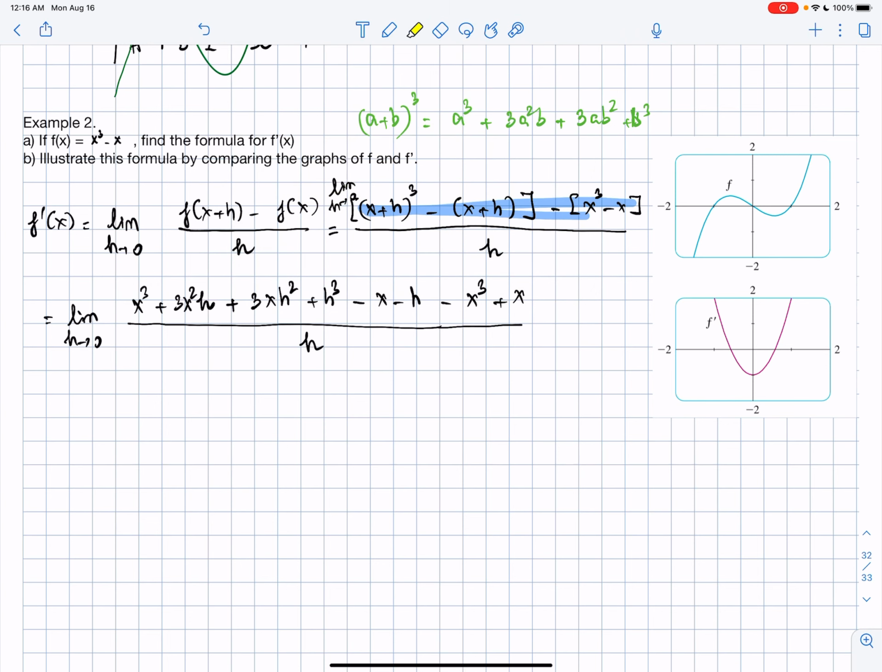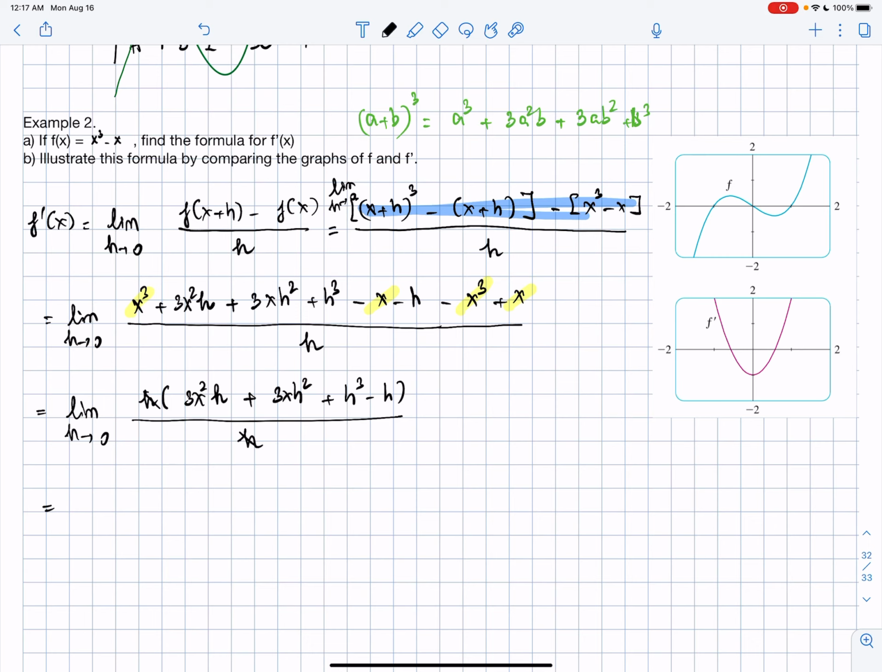Now we will cancel the matching terms. So we have x cubed and x cubed. We have x and x. So that's all we have left, and you see that the terms that we have left have the h in common. So you can factor out the h on the top, so you get 3x squared plus 3xh plus h squared minus 1, all divided by h. So cancel the h, and now we will plug in h equal to 0.